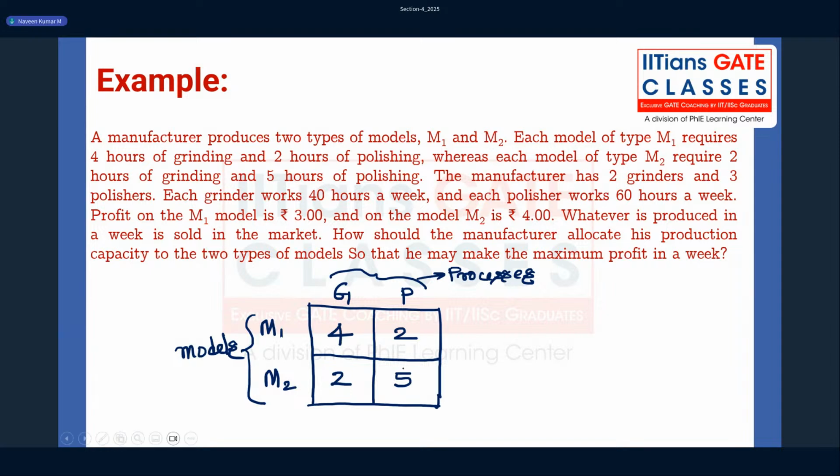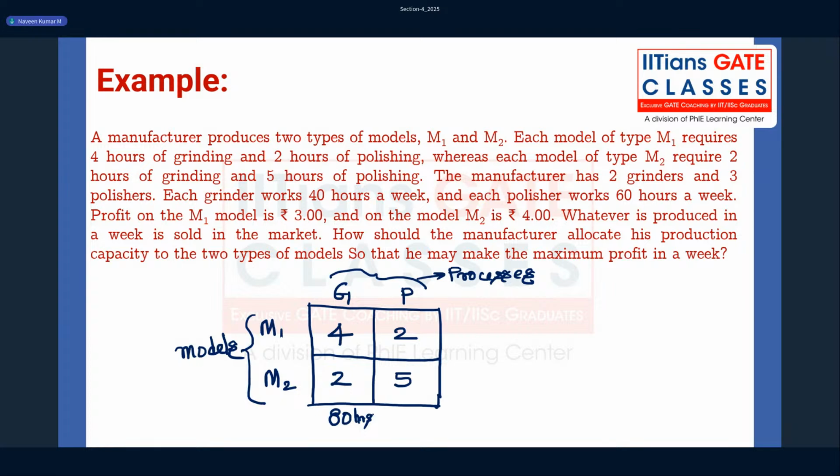The manufacturer has two grinders and three polishers, right? So now what he's saying, he's having a limitation on grinders. How many grinders is he having? Two grinders and three polishers. That is the limitation. But this is in hours, right? So we'll convert that into hours. Each grinder works for 40 hours a week and each polisher works for 60 hours a week. So if we have two grinders, each working for 40 hours, the total grinding hours available for us are 40 into 2, isn't it? The 40 into 2 is 80 hours here.